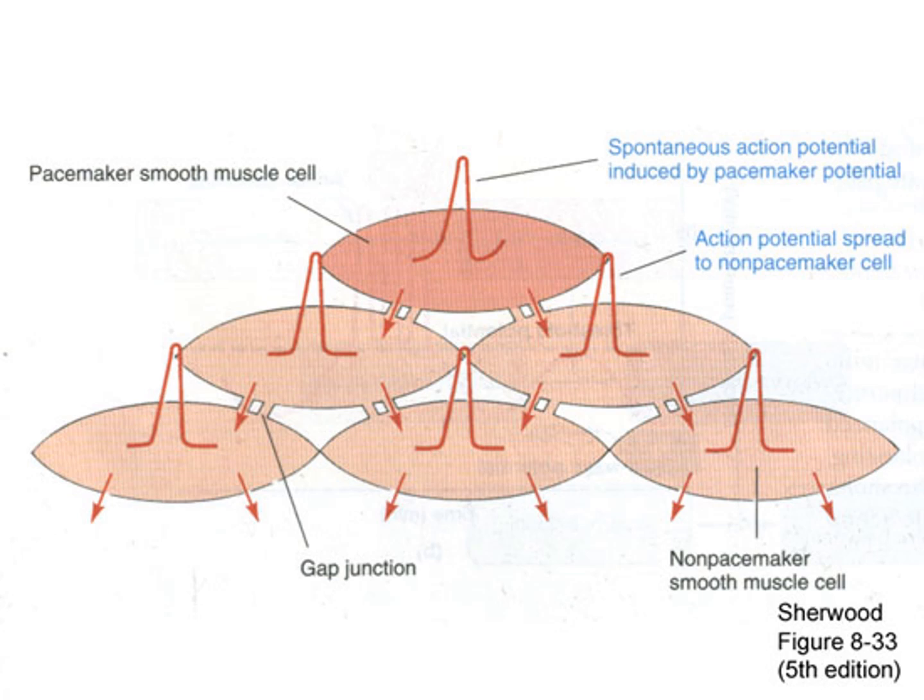Here's a picture of single unit smooth muscle, and notice the gap junctions connecting the cells. The smooth muscle cell on the top has pacemaker activity, so it's spontaneously depolarizing, reaching threshold, generating an action potential, and then that action potential will travel to all the other single unit smooth muscle cells, and they will all contract as a single unit.